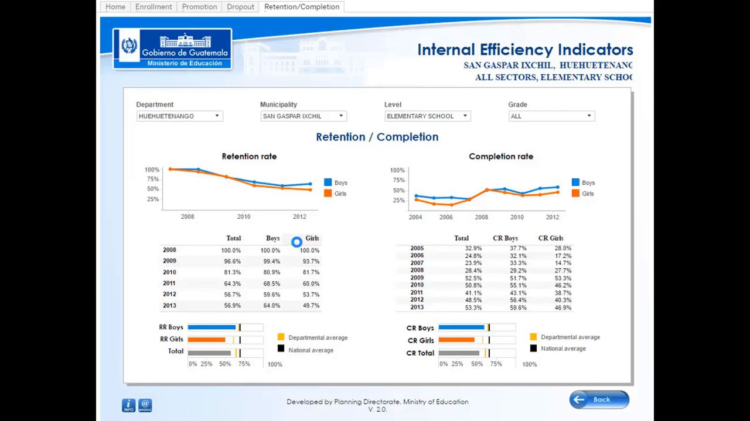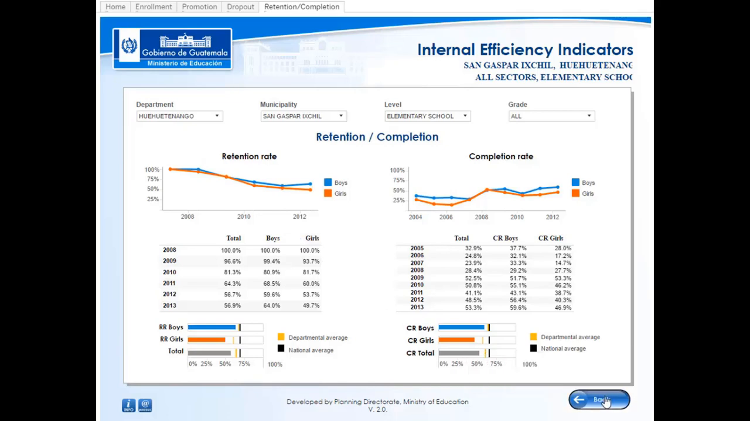But not only do you see the timeline for those indicators, like retention and completion rates. If you look at the lower part of the screen, you can see that the data has been contextualized. So you can see how the indicator for Huehuetenango, San Gaspar Chajul, which is the municipality that we chose, for elementary schools, compares to the department average and the national average. So that gives you an idea of how you're doing in that municipality. If you're doing better, if you're doing worse. We can see that this municipality is well below the national and departmental levels, so there's some work to be done to improve that situation here.